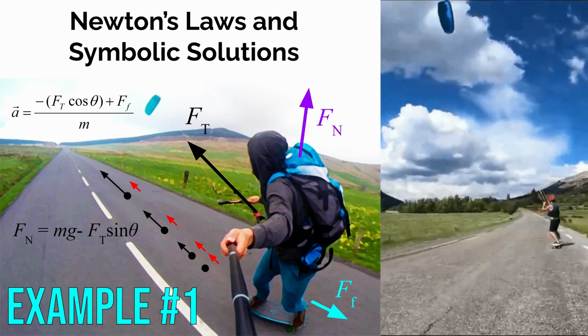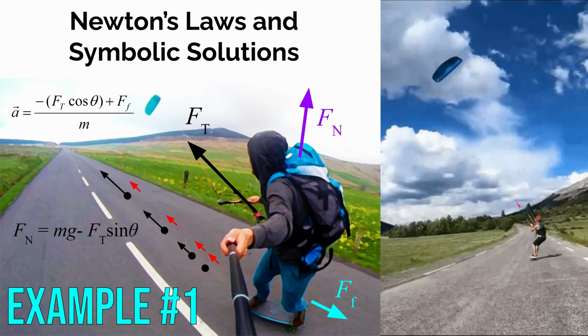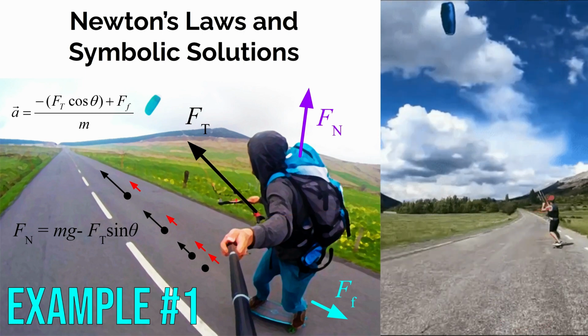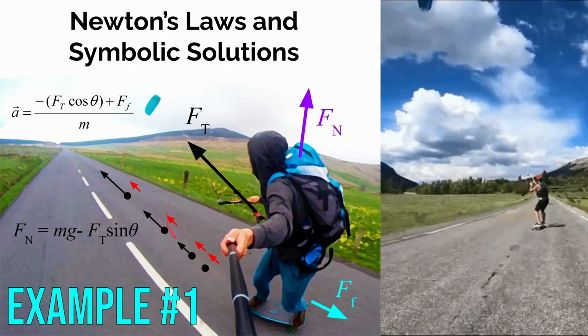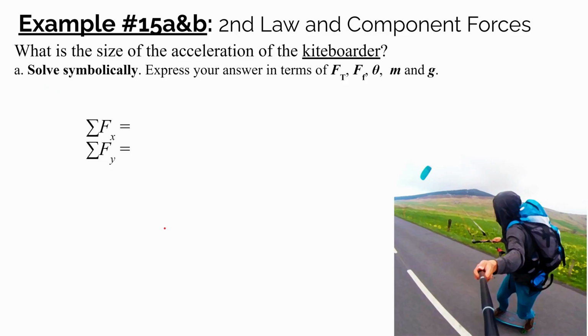So our first example is going to be about a kiteboarder who's being pulled by a kite, essentially causing tension in the string, and we're going to assume that that tension is up at an angle while they're increasing in speed while moving down just like a level road. So here's the question. Here's how it would sound. It is, what is the size of the acceleration of the kiteboarder?